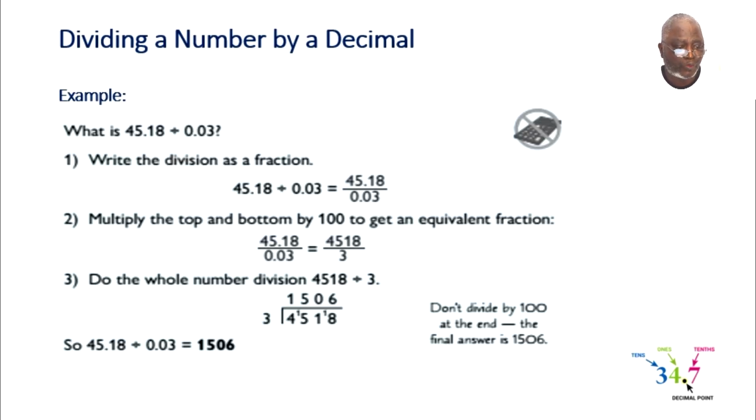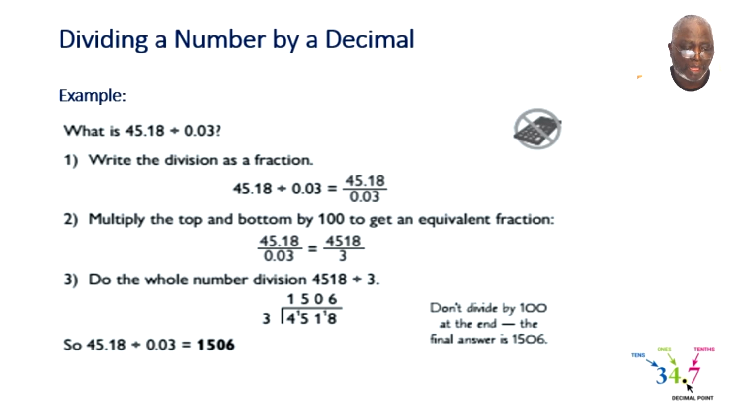Example, what is 45.18 divided by 0.03? Write the numbers as a fraction. In other words, 45.18 divided by 0.03 is written as 45.18 over 0.03 as a fraction. If you don't understand what I mean by a fraction, imagine that those decimal points were not there. You have 4,518 over 0.03. That's less than 1. Okay, it's the same thing. But make sure you put your decimal points right.